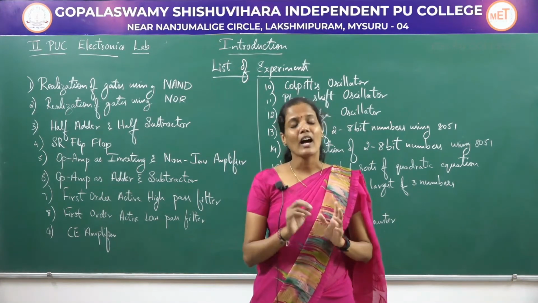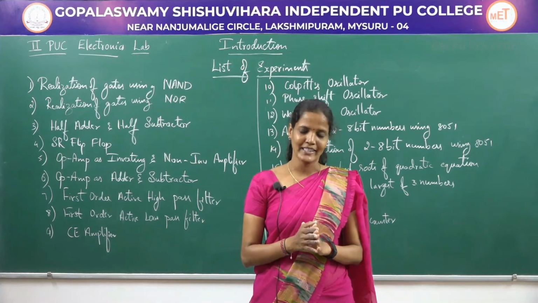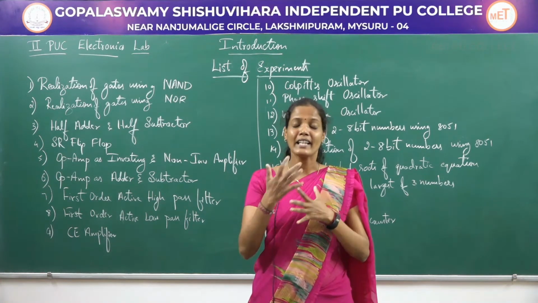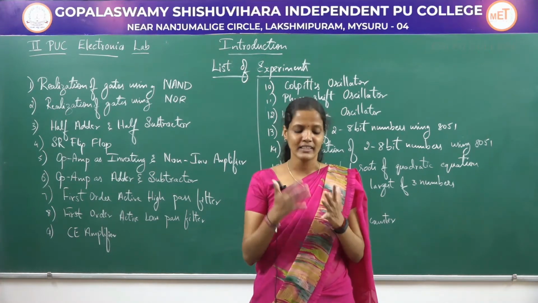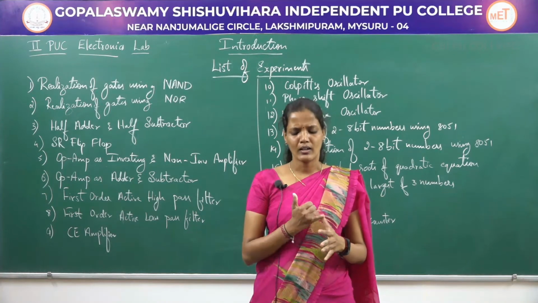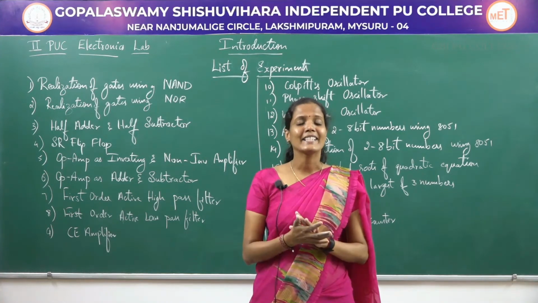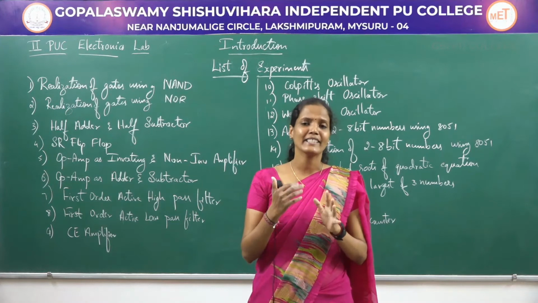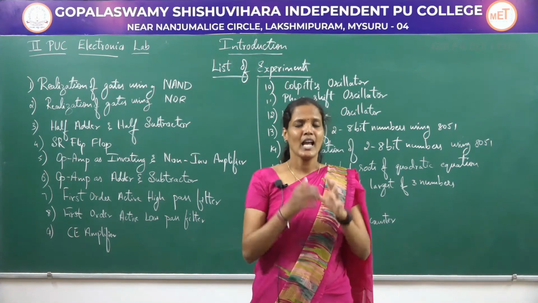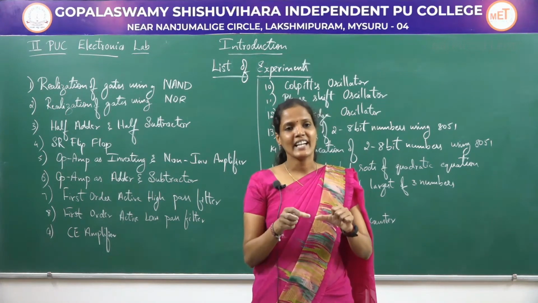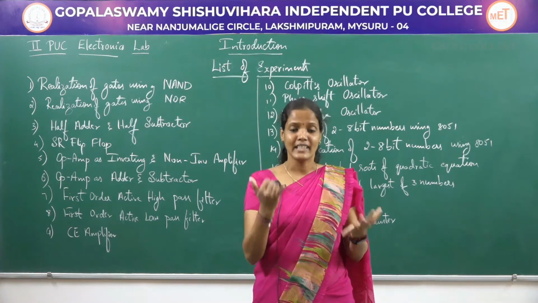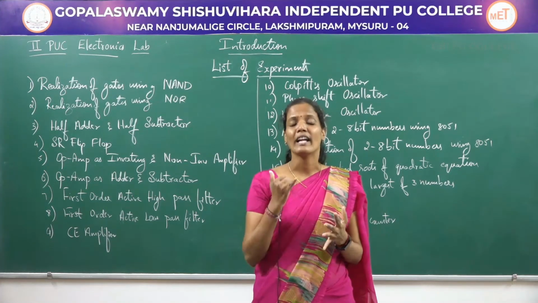These NAND and NOR are called the universal gates because by using these NAND and NOR we can realize or construct all other gates like NAND, NOR, XOR, XNOR, NOT. Hence, it is called the universal gates. So, in these two experiments, we are going to see how these NAND gates and NOR gates are used to construct the basic gates like AND, OR and NOT.